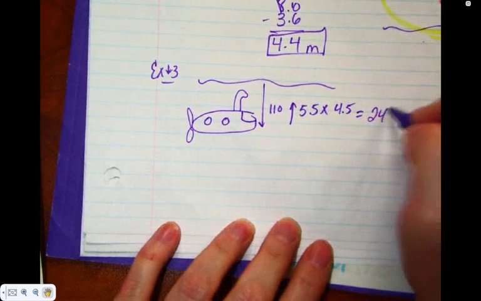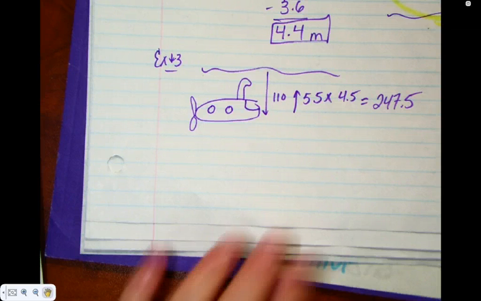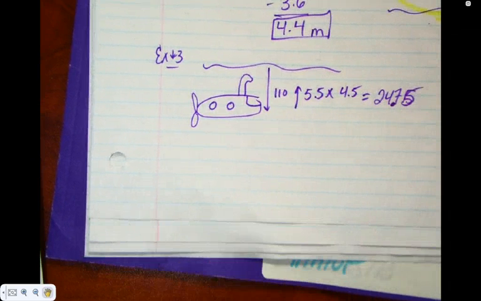Say it again. Can we get confirmation on that? 24.75, so maybe. So I want to move the decimal to here. That's why we confirm.